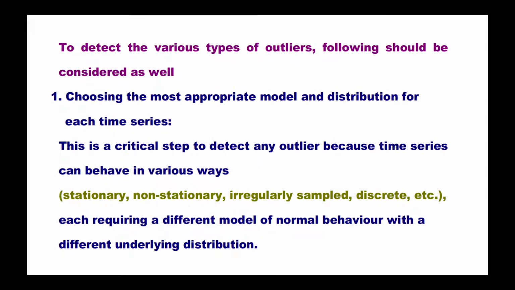To detect the various types of outliers, the following features must also be considered. The first feature being choosing the most appropriate model and distribution for each time series. This is a critical step to detect any outlier because time series can behave in various ways like stationary, non-stationary, irregularly sampled, discrete and so on, each requiring a different model of normal behavior with a different underlying distribution.